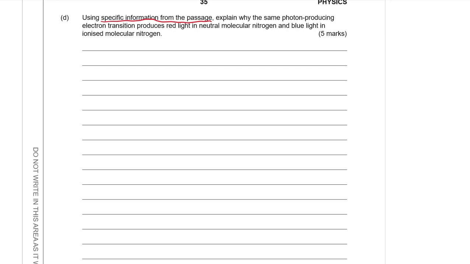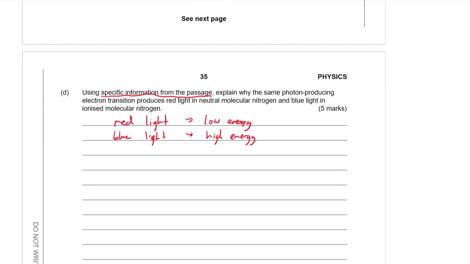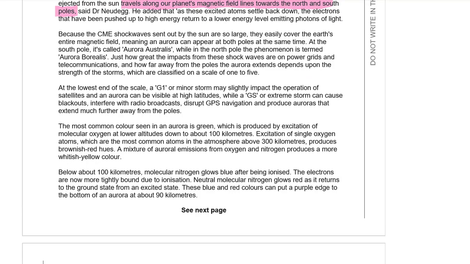So the first thing we're talking about here is it has red light and blue light. So I'm just going to point out, just in case the examiner doesn't know that I know this, that red light has a relatively low energy, and blue light has relatively high energy. So now I'm going to start digging into the article and see what I can find. It's all at the bottom here.